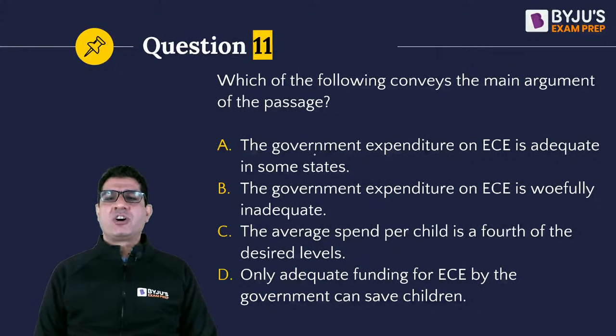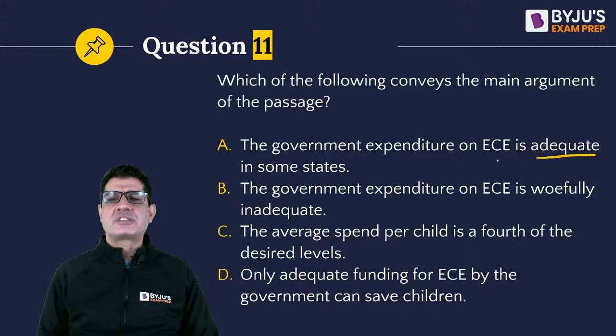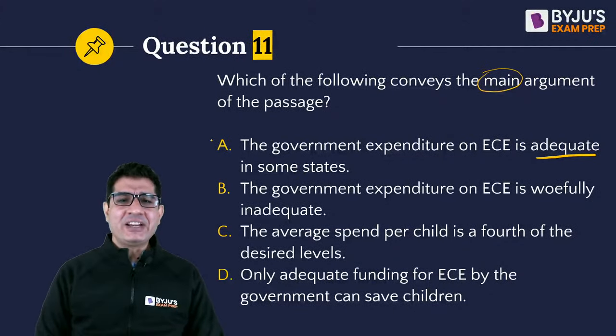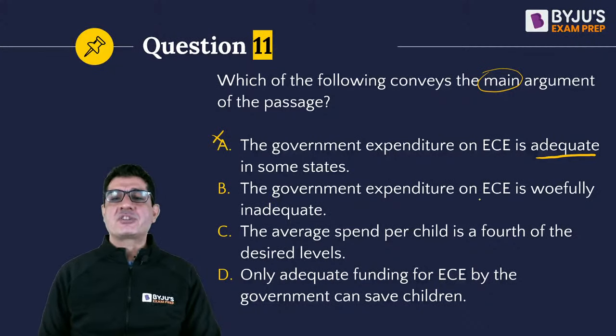Okay. So option A: the government expenditure on ECE is adequate in some states, not mentioned in the passage. It does talk about it, but then is it the main argument? The overall tone is that we are not doing enough, right? So this is inconsistent with that tone. We can eliminate it. B, the government expenditure on ECE is woefully inadequate.